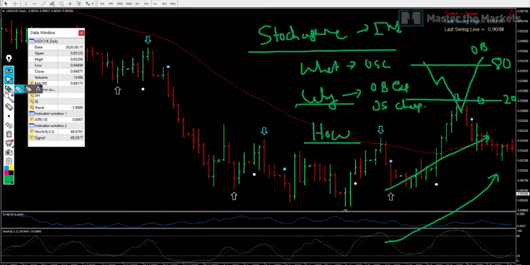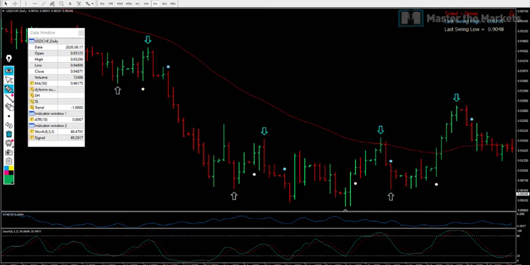Just to recap, what is stochastic? It's an oscillating indicator. Why use it? Because you can identify overbought and oversold regions. How to use it? I just showed you an example of waiting for a top to be confirmed, waiting for the indicator to go below 20, and waiting for a price pattern. Those are the three parameters that you can choose to enter into a position. Right, so with that, we go on to our market update for today.